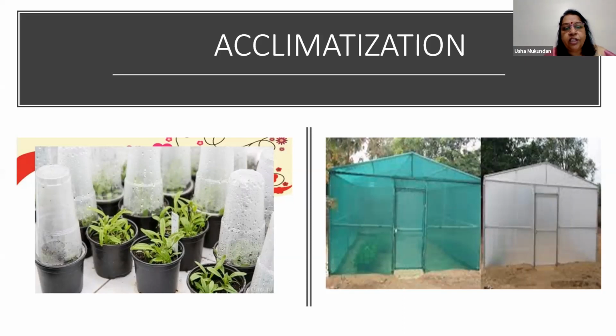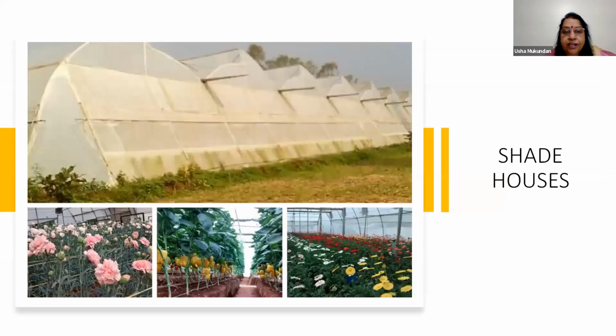And this acclimatization at the lab level can be done using simple protocols where you can maintain humidity, or if you have the facility of a greenhouse, either a shade net or a very sophisticated greenhouse, which are constructed to provide the required environmental condition. We are going to talk about this because there's an entire little chapter on acclimatization.